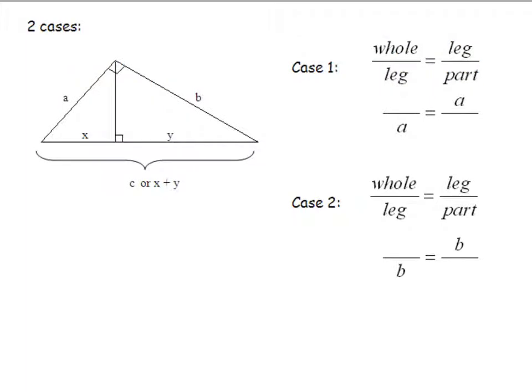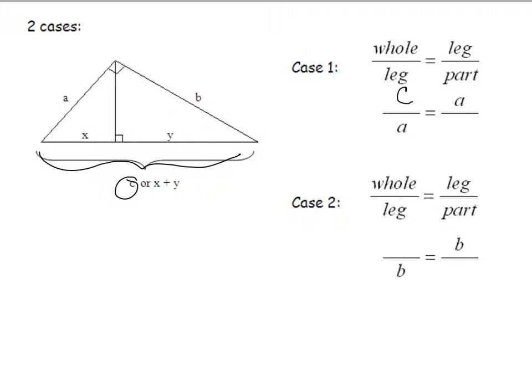All right, so these are our pictures here. I want you to notice they don't give you anything for the altitude. Now you have the legs here. So in this case, we're going to do the whole thing, which is the hypotenuse, over the leg that they give you. In this case, they're saying A, and then the leg over the part that's closest. So here, the whole thing is x plus y, or in this case, we're going to call it C.